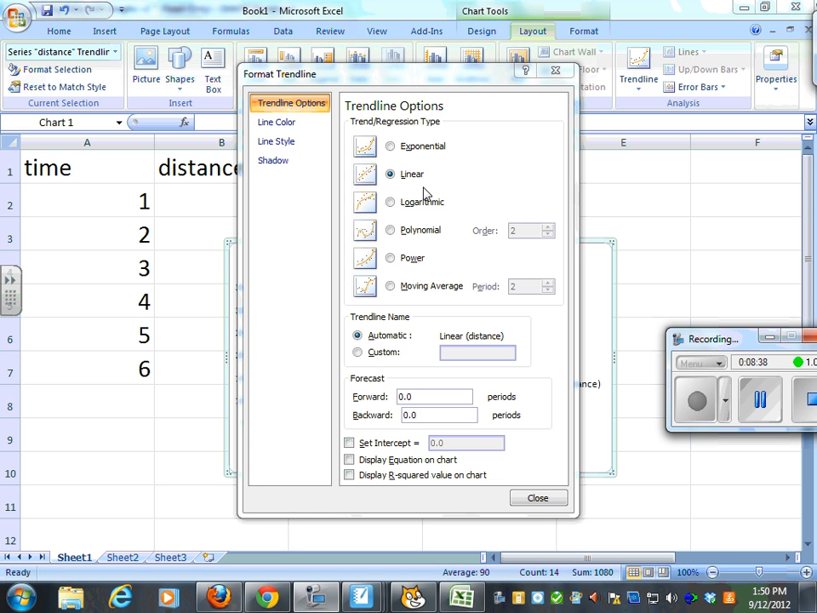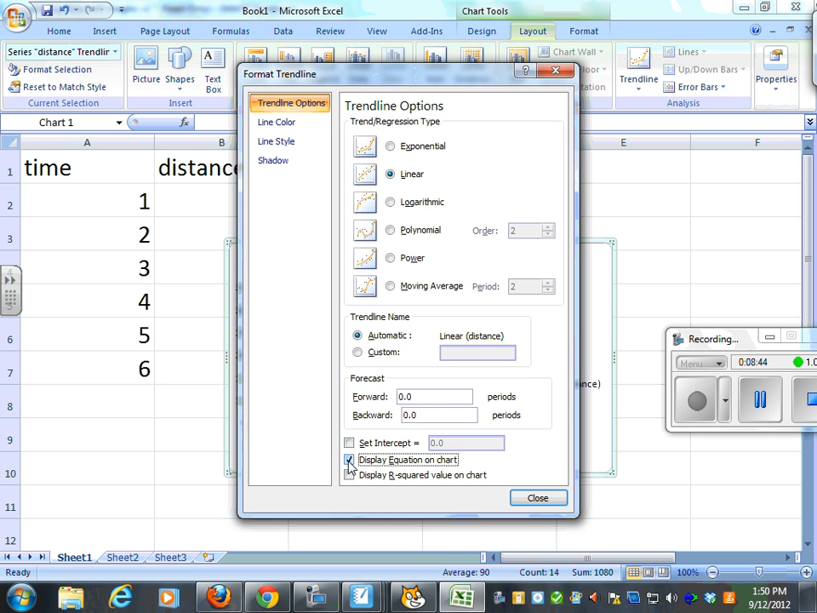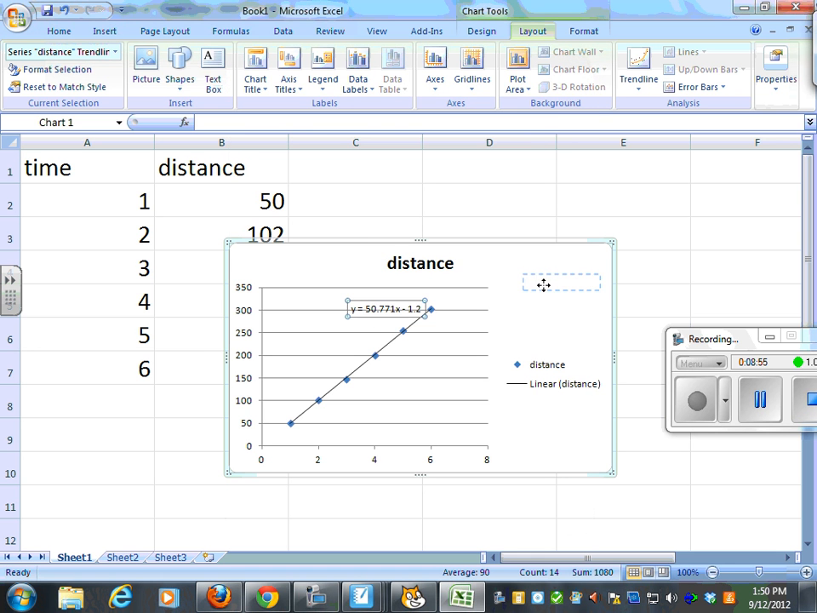I think it's the default, am I right? Yeah. Okay, so that's the default one here. And then I wish this was a default too, but you want to click on Display Equation on Chart, because you actually want to see what the equation for the line of best fit is. And when you hit close, there you go. There is your line of best fit.